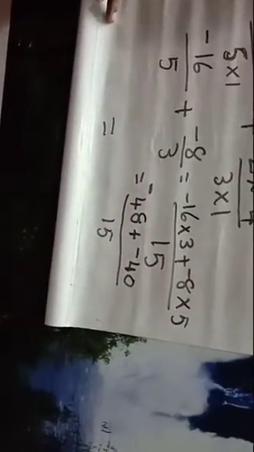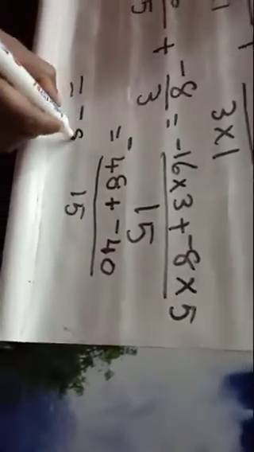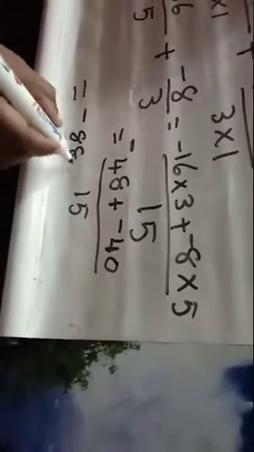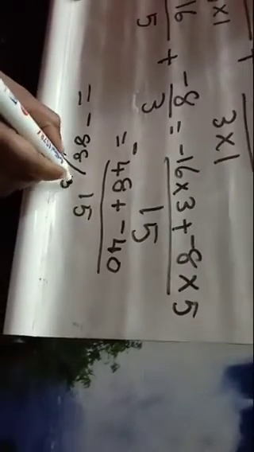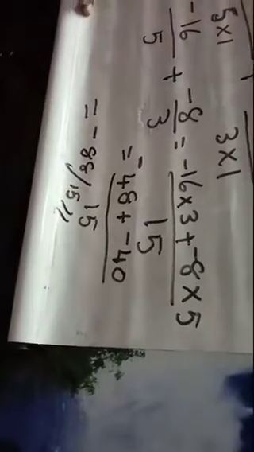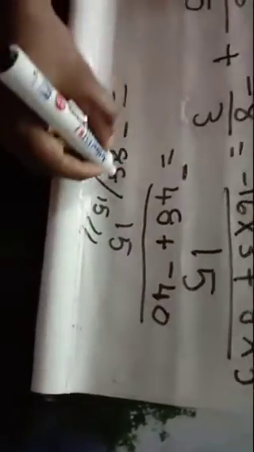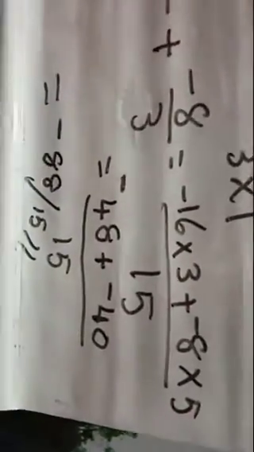What is minus 48 minus 40? Both are the same sign, so negative 48 plus negative 40 is added: negative 88 by 15. Here also, negative 88 by 15.